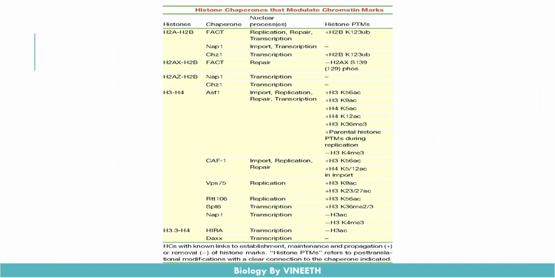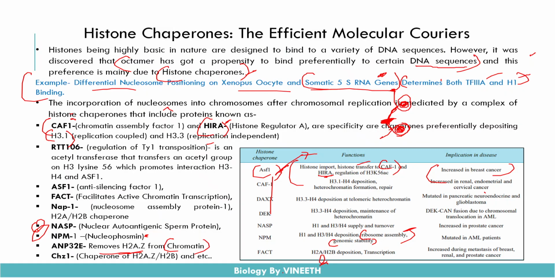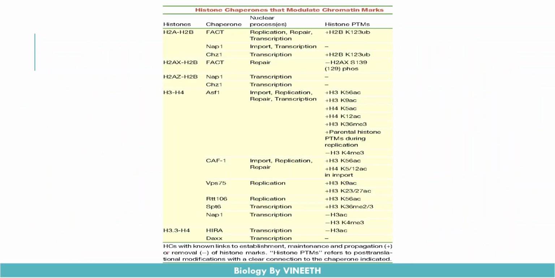Then we also have CH2Z1, which is a chaperone for H2AZ and H2AB. So these are some of the different chaperones available in the nucleus. There are a lot of other chaperones which are under investigation and which I don't know. These are the major roles and the nuclear processes in which these histone chaperones are involved.